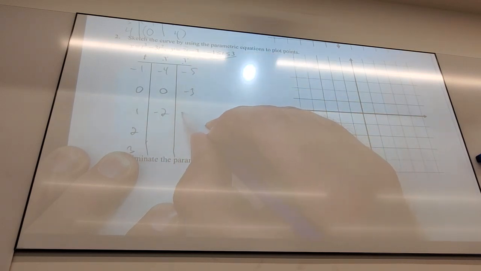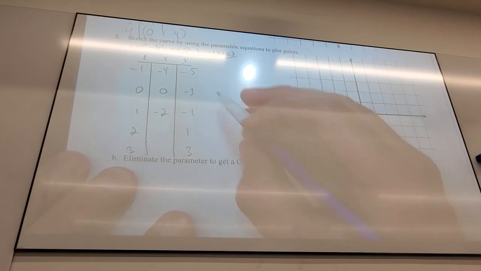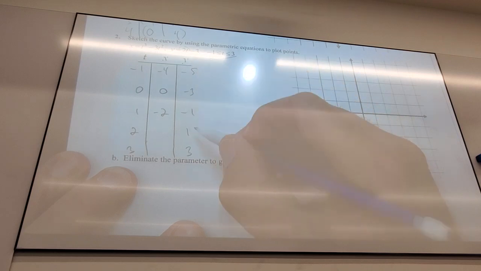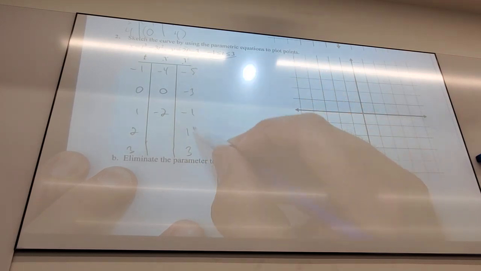So I just keep adding 2. See, kids, it's good to know this, so I don't have to do all that work. I just know it's going to go up by 2 because that's the slope. Yes? So these are just going to go up by 2.